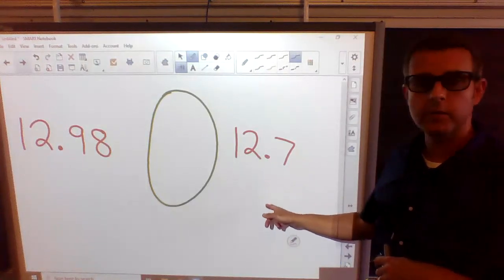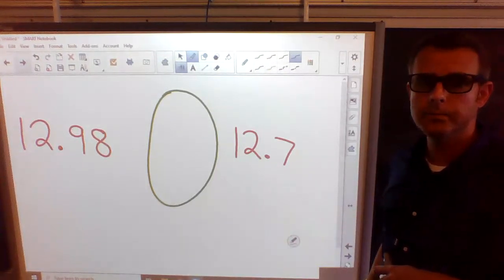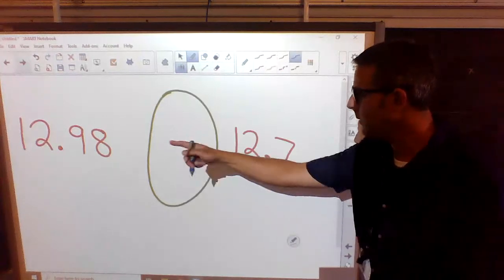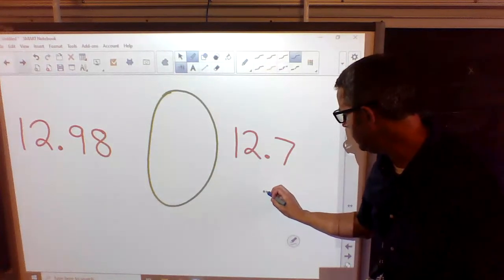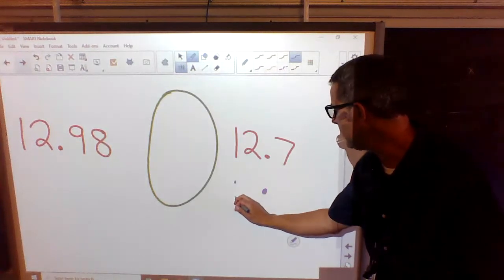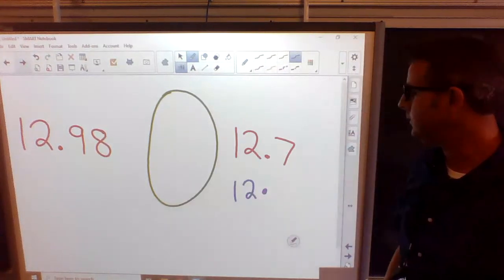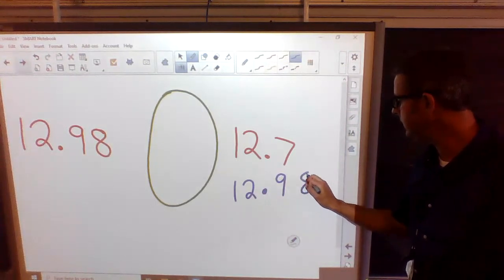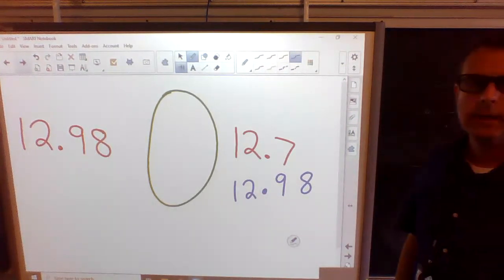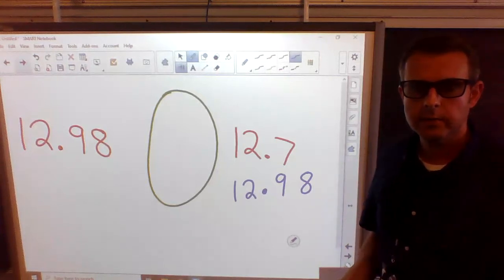So again, first thing we're going to do, we're going to line up the decimal. So this time, since I'm closer, I'm going to move this 12.98 under this. So I'm going to line up my decimal, and I'm going to put my 12 exactly under that 12. And then over here, I'm going to write my 9 and then my 8. Now you always start with the biggest place value spot.